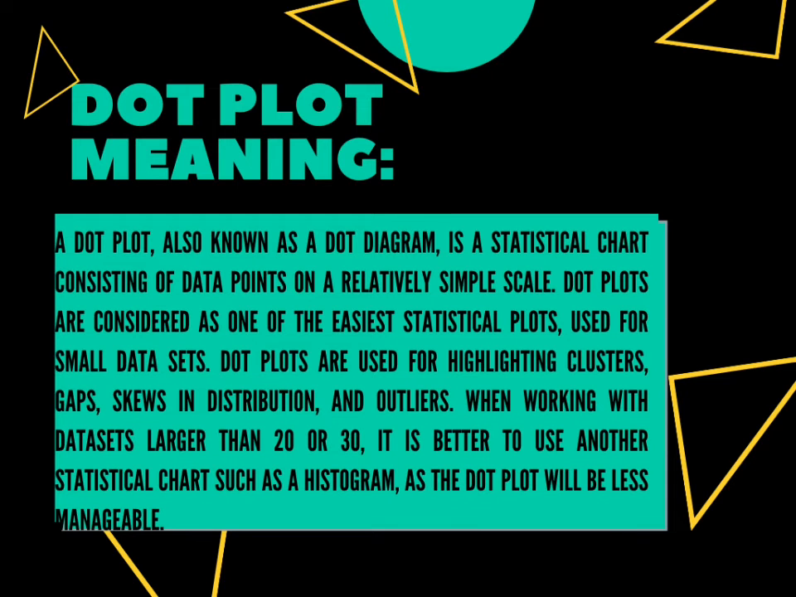Dot plot meaning. A dot plot, also known as a dot diagram, is a statistical chart consisting of data points on a relatively simple scale. Dot plots are considered one of the easiest statistical plots, used for small data sets. They are used for highlighting clusters, gaps, skews in distribution, and outliers. When working with data sets larger than 20 or 30, it is better to use another statistical chart, such as a histogram, as the dot plot will be less manageable.